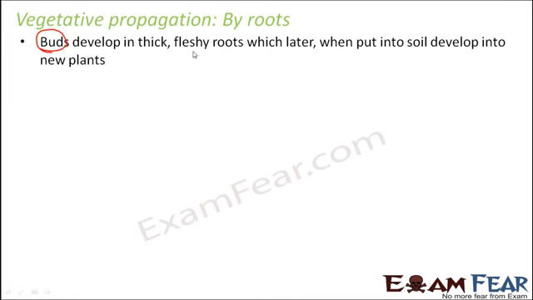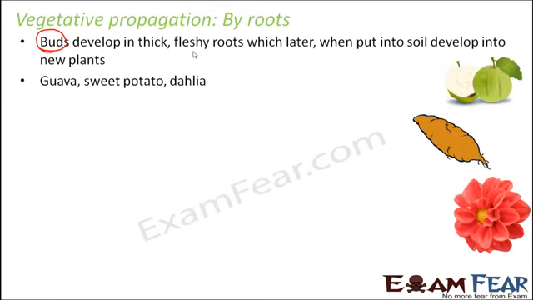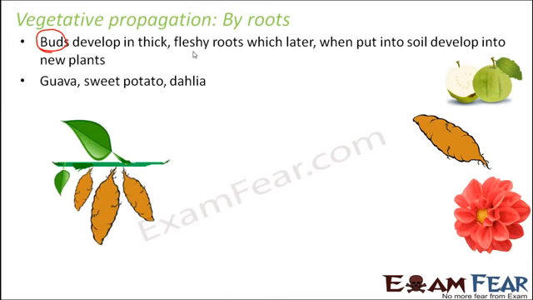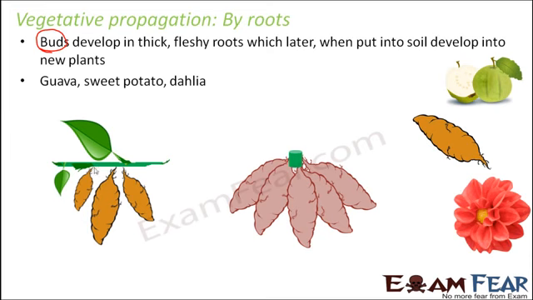Now, the roots being fleshy, they have all the storage of food materials. So it provides all the food that is needed for the plant to develop into a big tree. The swollen roots can be used for sowing the next season as well. Some of the examples where roots are used for vegetative propagation are guava, sweet potato, and dahlia. These are some of the roots which are tuberous, and that is how they can develop buds. So this is how they give rise to a new plant. If you see here, underground you have the roots, and then gradually they give rise to a new plant.